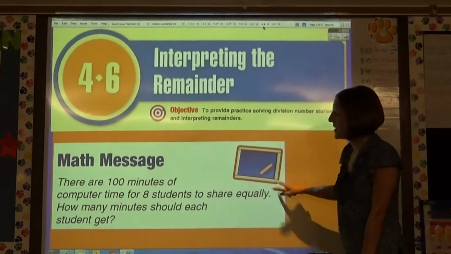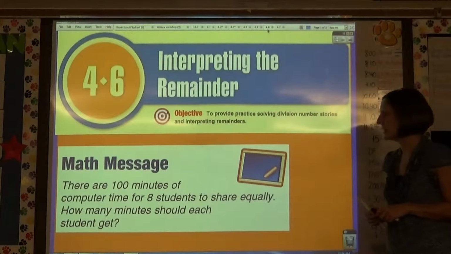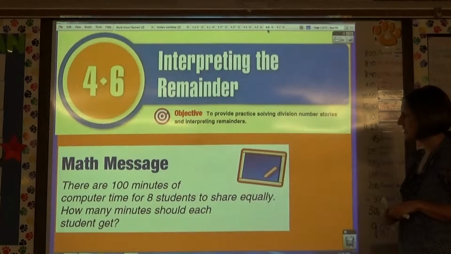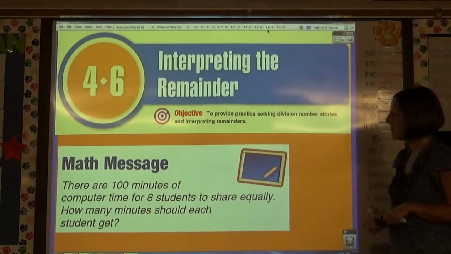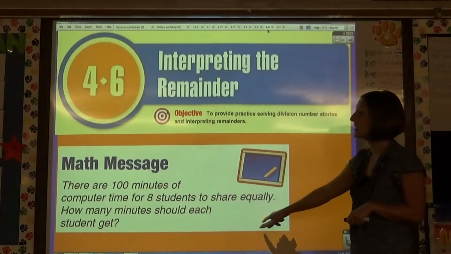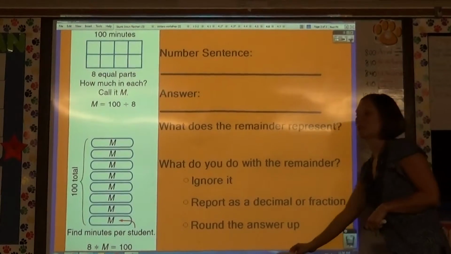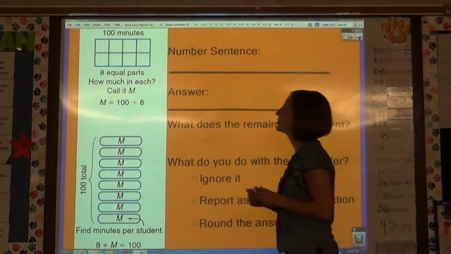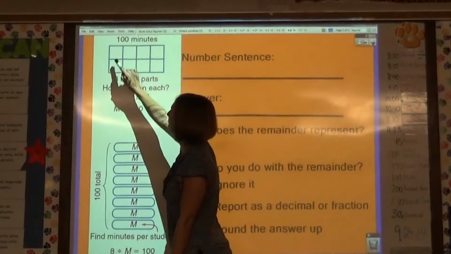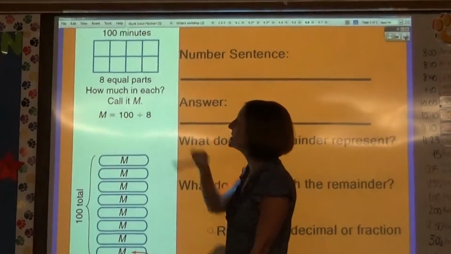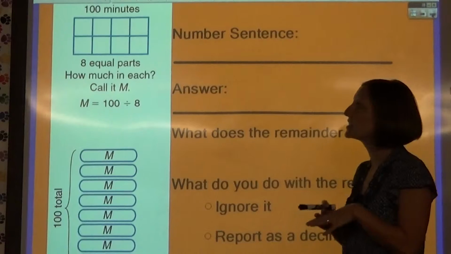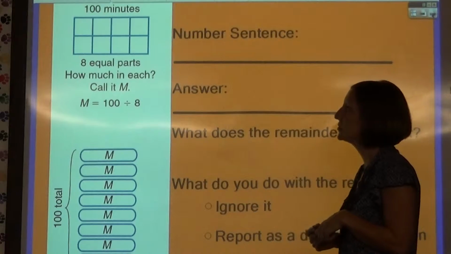So if we take a look at our math message, there are 100 minutes of computer time for 8 students to share equally. We want to figure out how many minutes each student should get. Sometimes it's helpful to draw a picture when you have a number story. So here they've drawn out 8 boxes to represent the 8 students, and then we know that we have to split the 100 minutes between the 8 students equally.